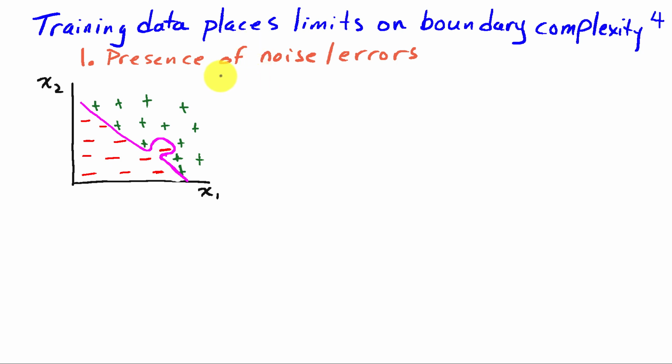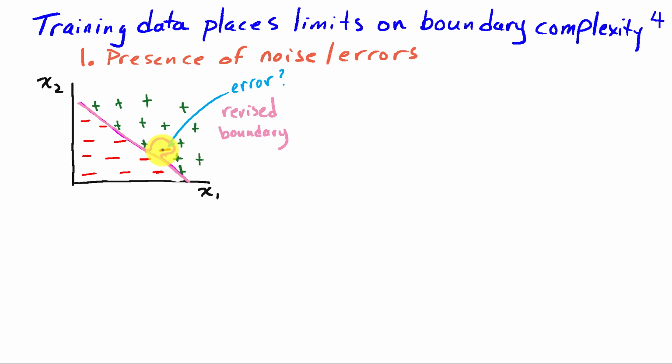In practice, almost all of our measured data is going to be contaminated by some level of noise and perhaps even some errors. Here I've shown some training data where I have this sad face that is apparently in the midst of some happy faces. I'm going to create a boundary that reaches out, circles around that sad face, and goes back so that I don't have any errors with my decision boundary.